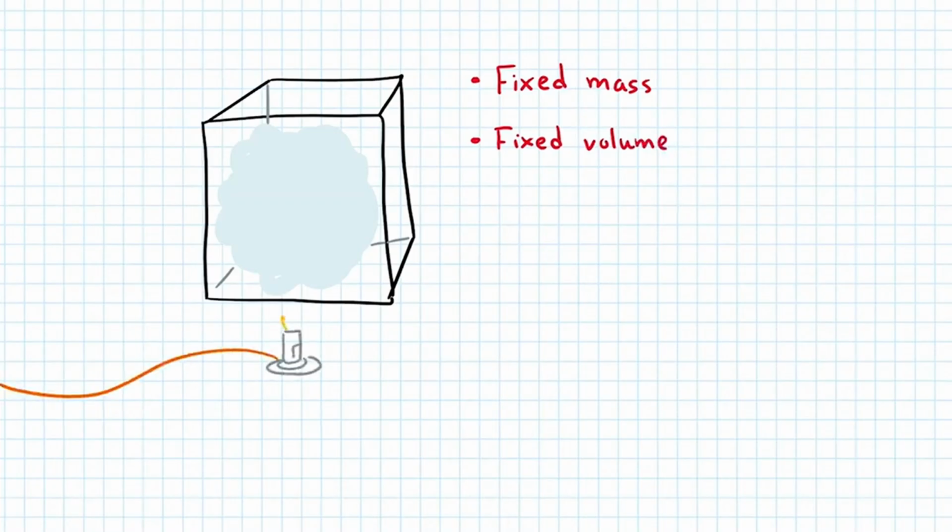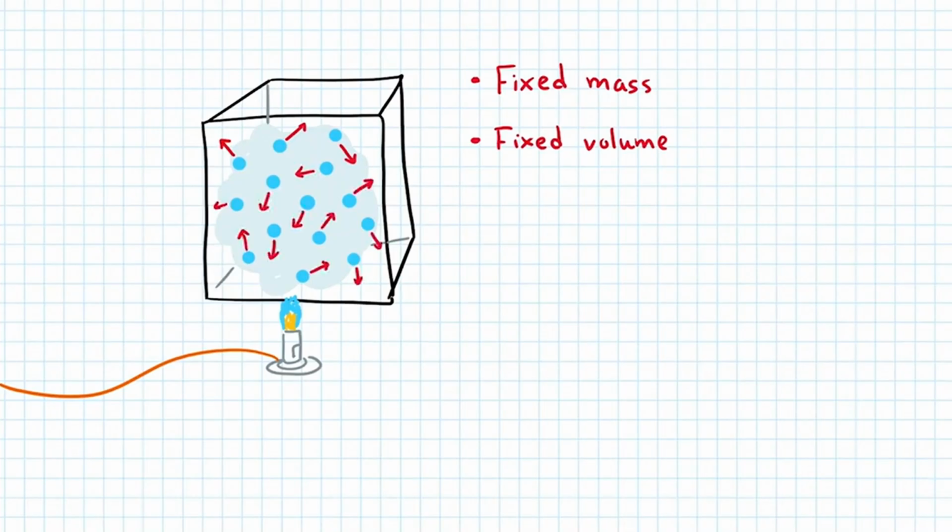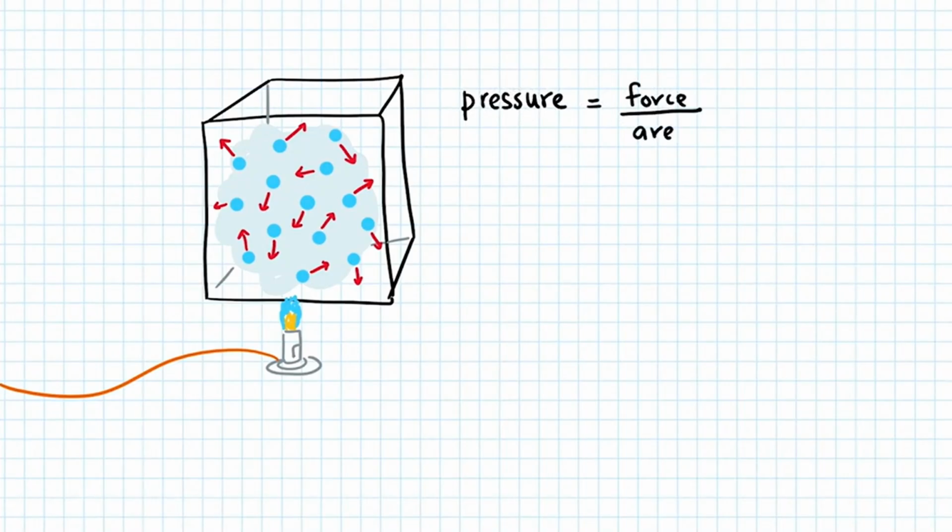Take a sample of gas and trap it inside a container. This container of gas now has a fixed mass and a fixed volume. If I stick a Bunsen burner beneath this container to increase its temperature, this gives the gas particles more kinetic energy. With a greater kinetic energy, the particles can collide with the walls of the container more frequently and with more force. Since pressure is equal to force over area, an increase in the total force exerted on the walls will therefore increase the pressure inside of the container. We can conclude that the pressure of a gas is proportional to its temperature.